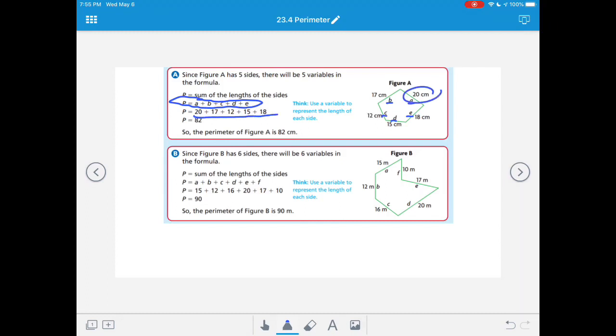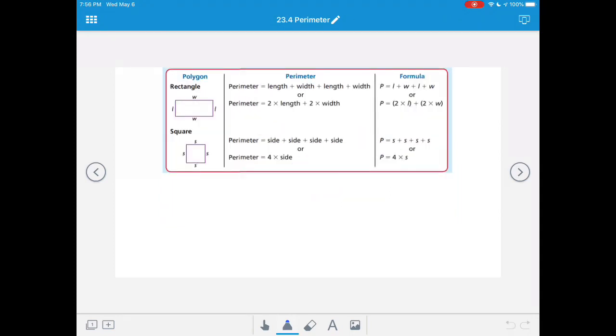So side A was 20 centimeters, so that's why you see a 20 here. Side B is 17, so that's why there's the 17. C is 12. D is 15. And E is 18. So then when you add those all together, we get a total of 82. So figure A's perimeter is 82 centimeters. It's very important to make sure you recognize what unit you are working with so that you can add that on as a label when you finish the problem.